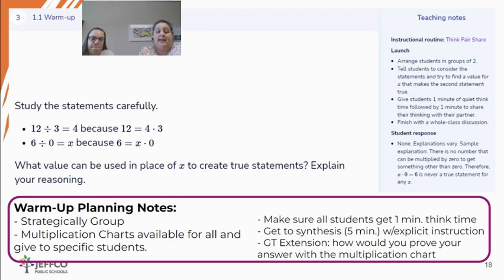Lastly, on the warm-up, when we're talking about multiplication charts, we thought, is there a way that we could utilize these for our students that are gifted and talented or above grade level? And we thought as an extension, we might be able to say, how would you prove your answer using that multiplication chart?